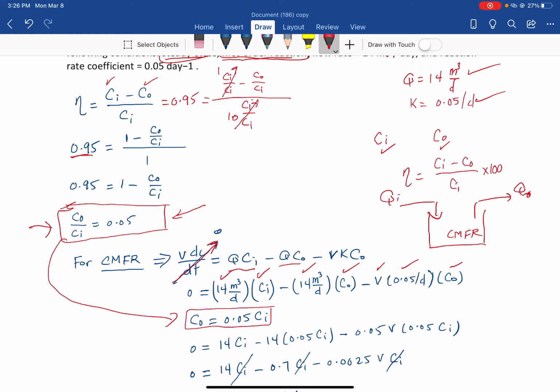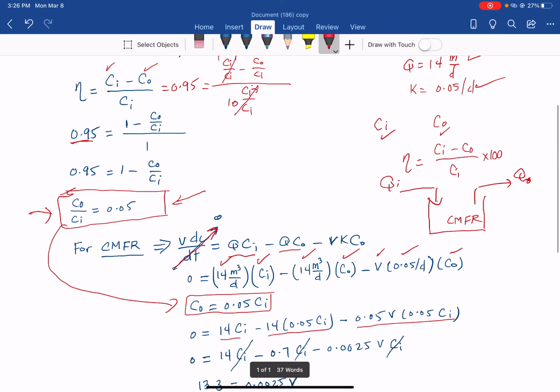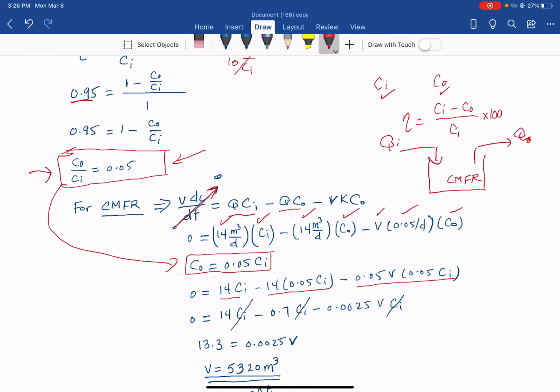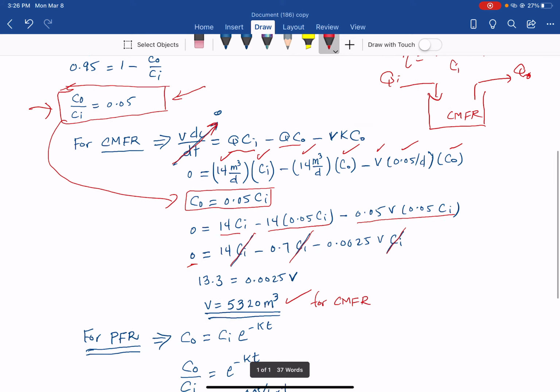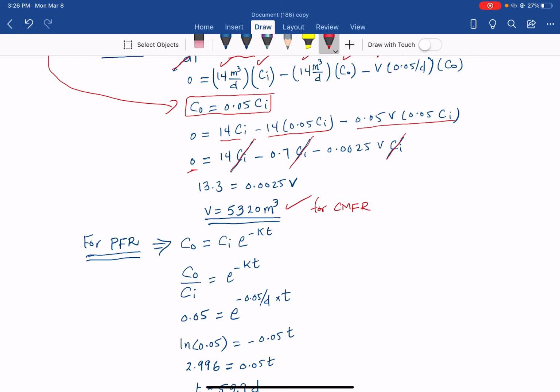Now we go to the C out and replace it with Ci. So you'll have 14 Ci minus 14 times 0.05 Ci minus 0.05 volume 0.05 Ci. From the equation, you could notice that the Ci will cancel with the Ci because it's equal to 0. You'll end up with a volume of 5,320 meter cube. So this is the volume for the CMFR tank.